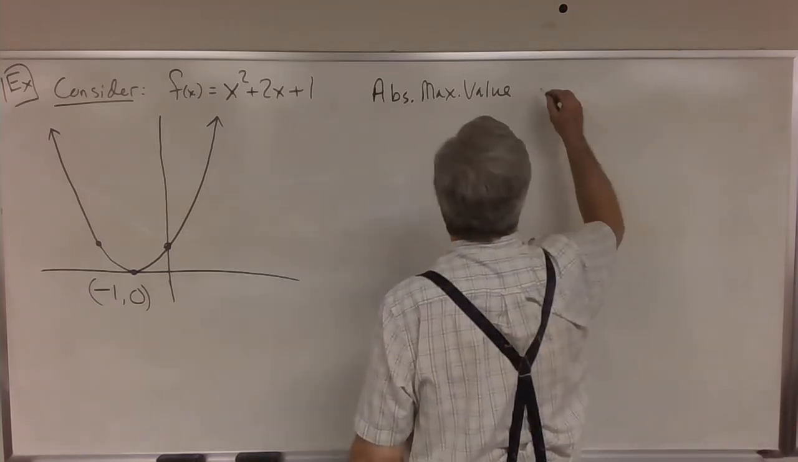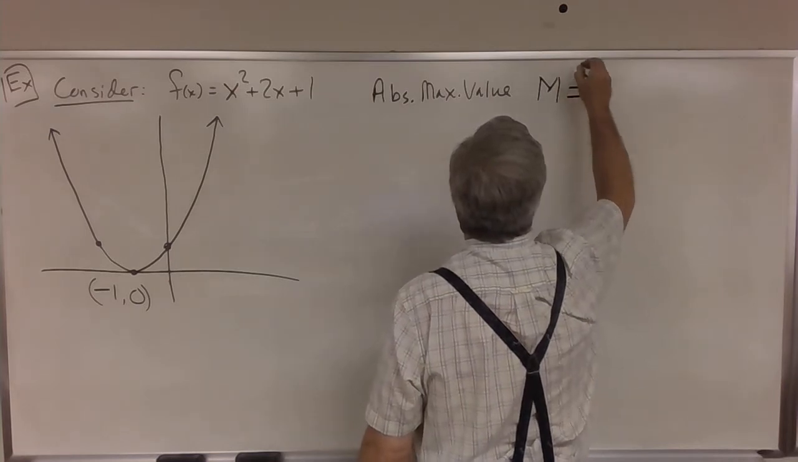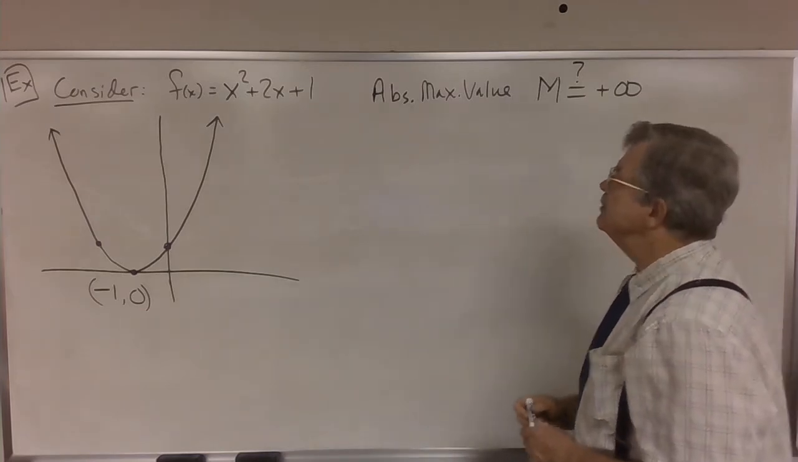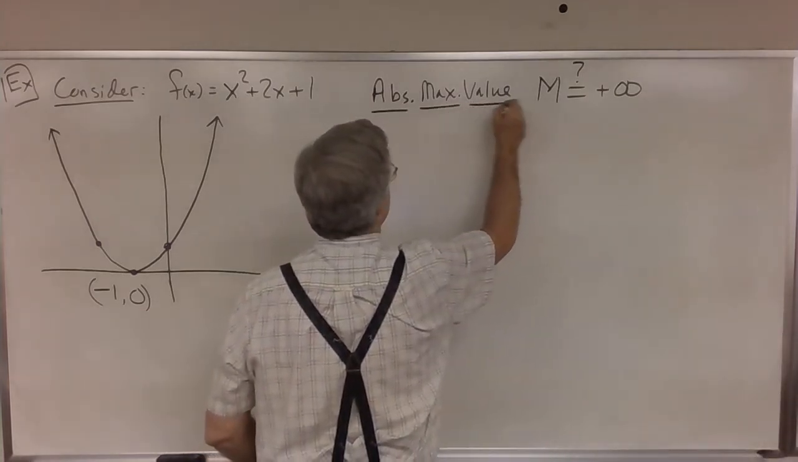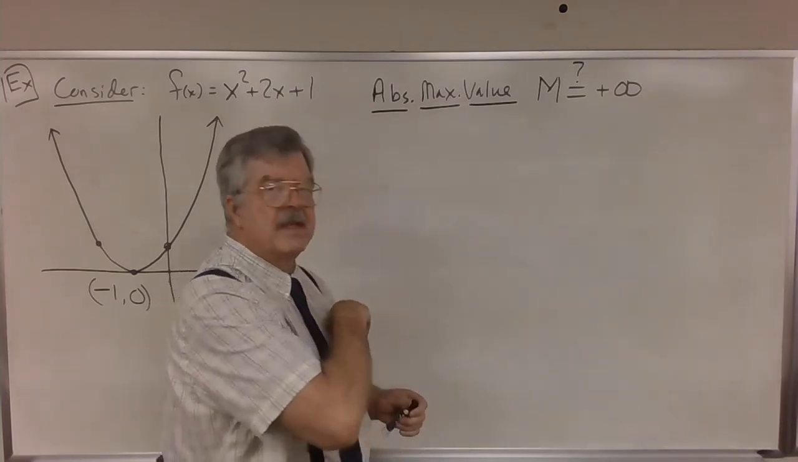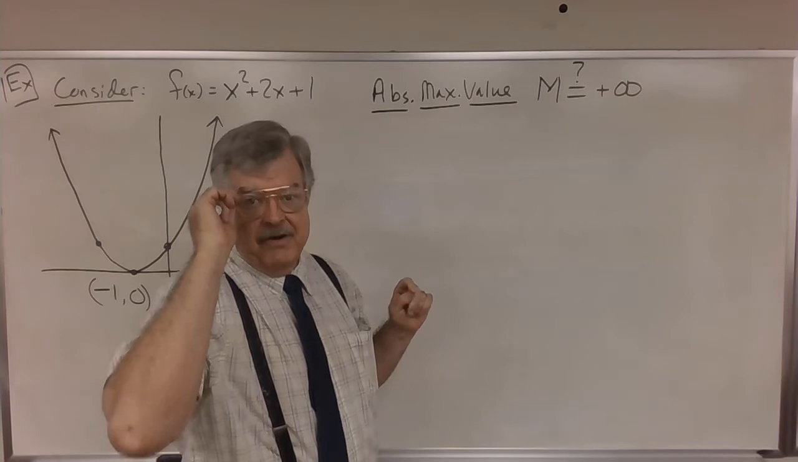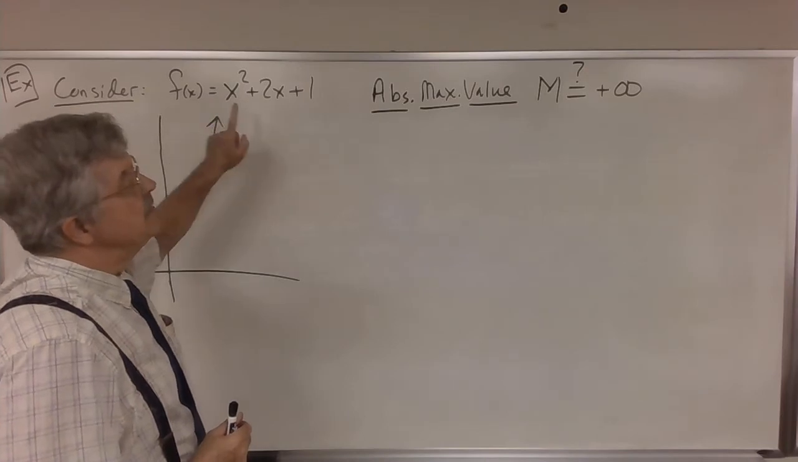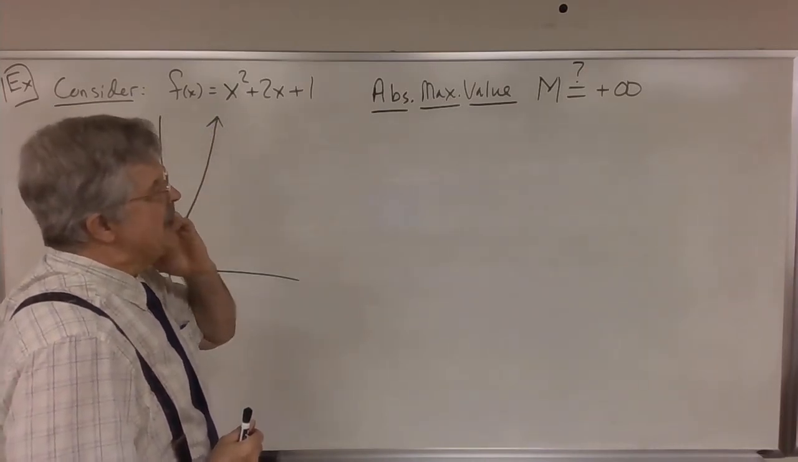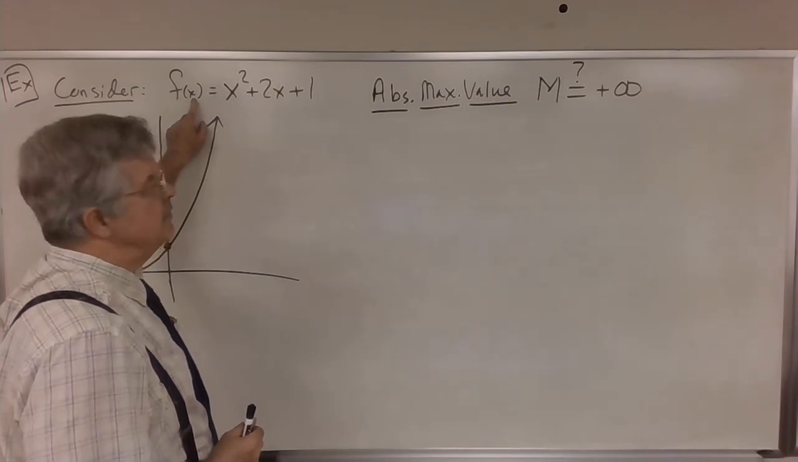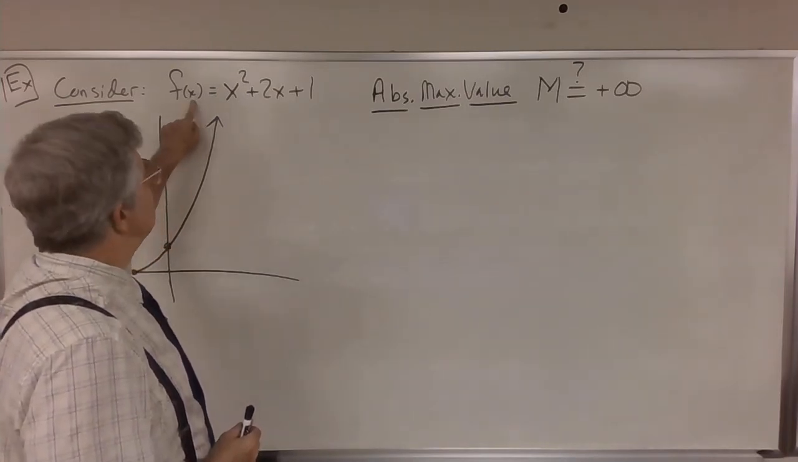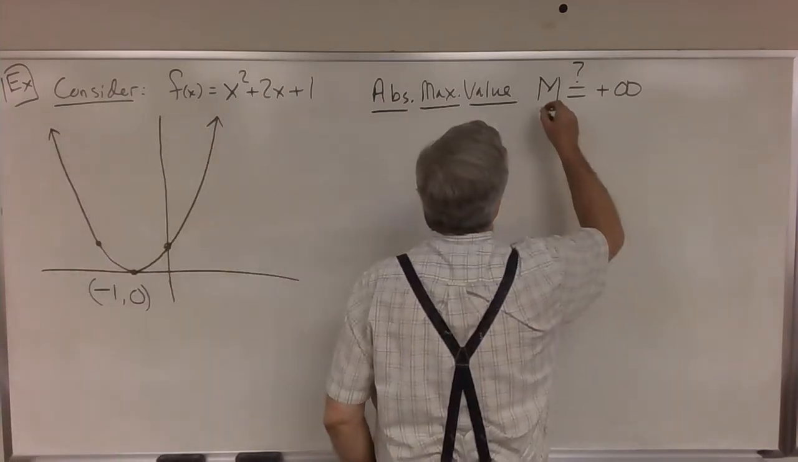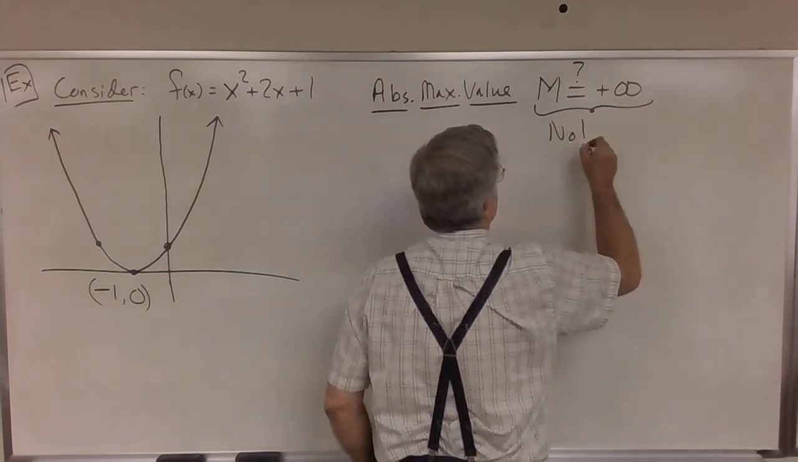So let's try that. And I'll put a question mark over that. Is the absolute maximum value equal to positive infinity? If so, there has to be an x value that I can plug into this function to get positive infinity. There has to be a real number value of x that I can plug into this function and get positive infinity. And that's not going to happen.